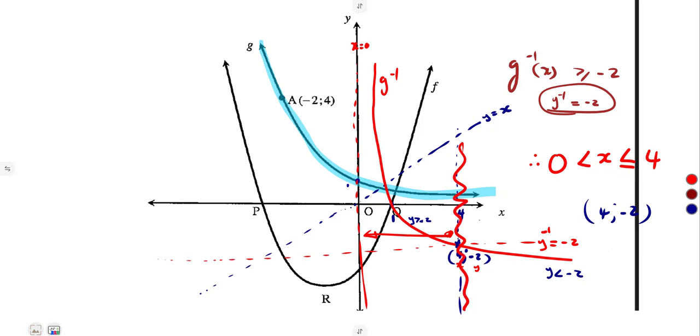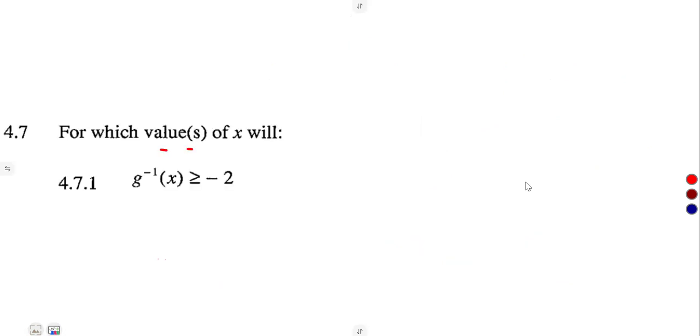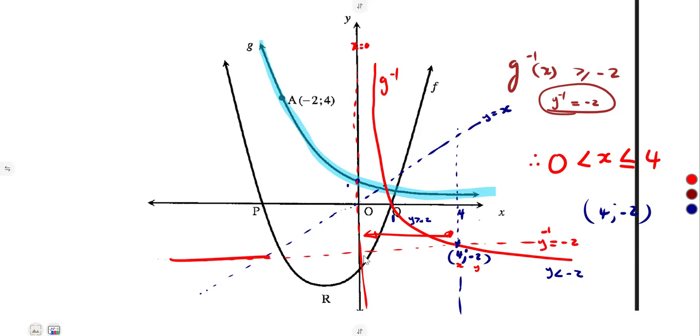Which is part of the critical values. 0 is an asymptote, so x cannot be equal to 0. That is how they ask these questions. As you can see, it's just a repetition, guys. The inverse, where it is greater than minus 2: consider the line of y is equal to minus 2, above or below that line. Above the line, that is greater than; below that line, that is less than. Just like that.